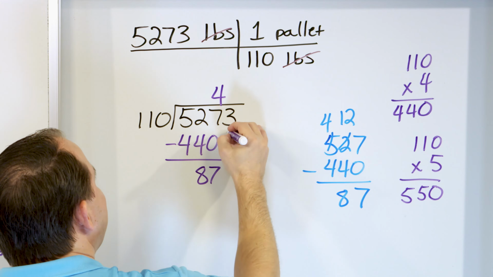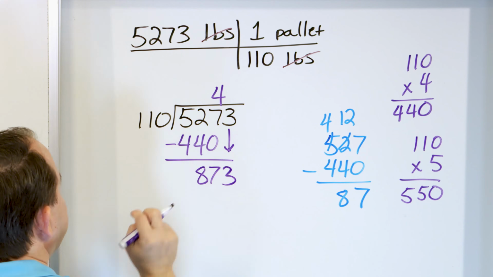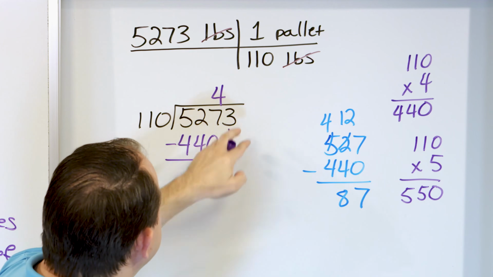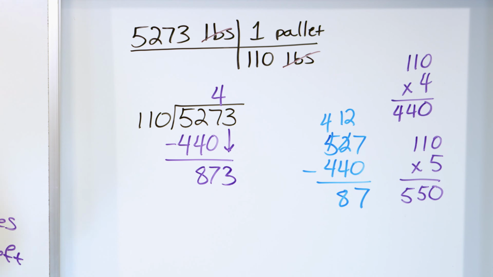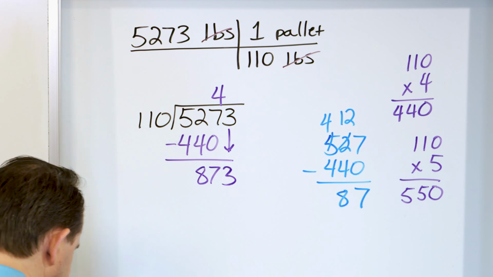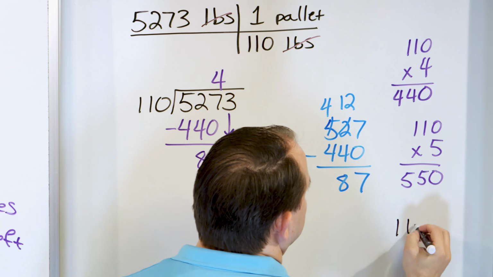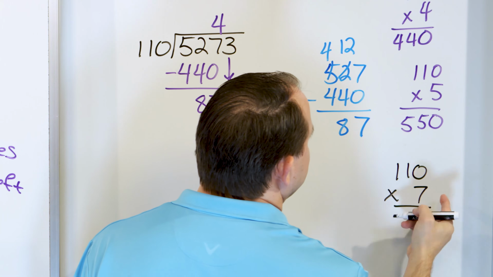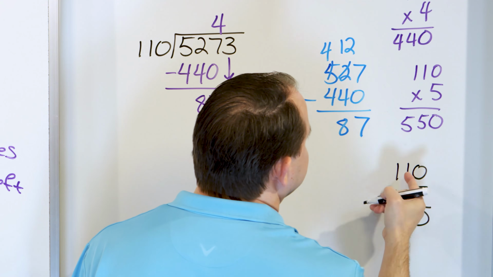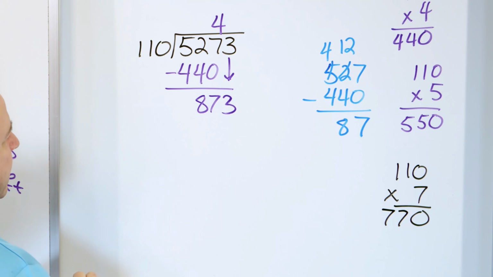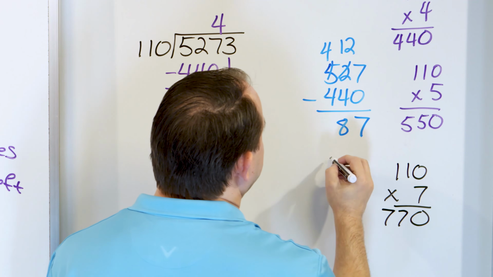And then I grab the next digit, which is a 3, 873. So 110 times something is 873. I don't really know what the answer is, but let's just try times 7. 110 times 7. 7 times 0 is 0. 7 times 1 is 7. 7 times 1 is 7. 770. I'm still not sure, so let's try times 8.